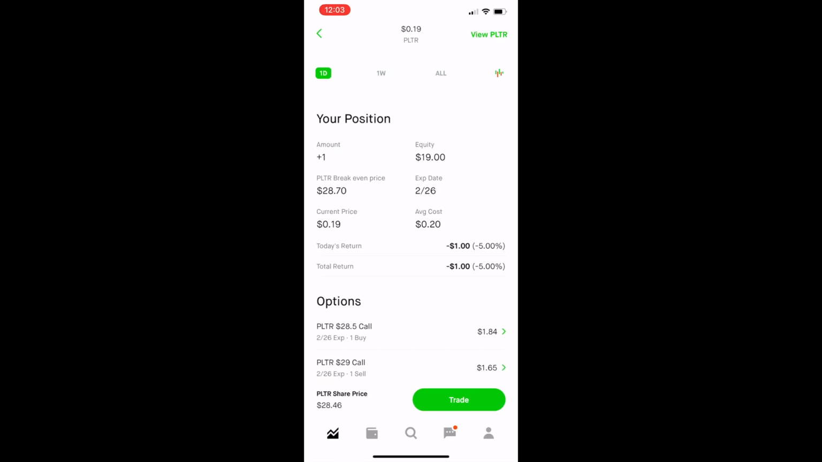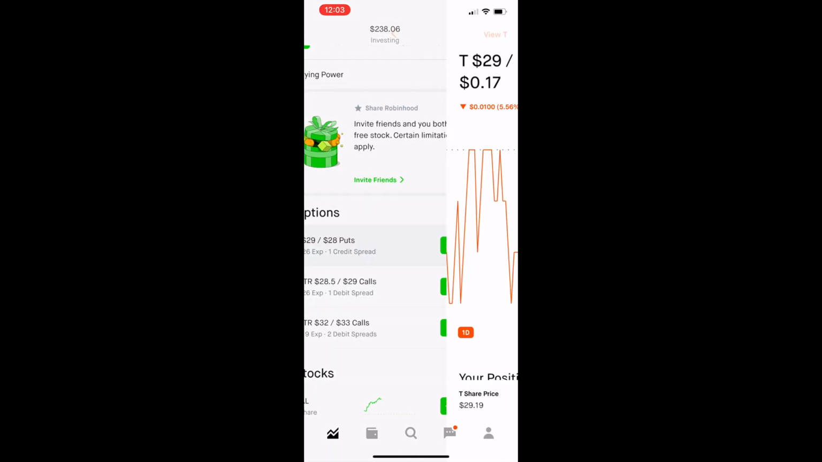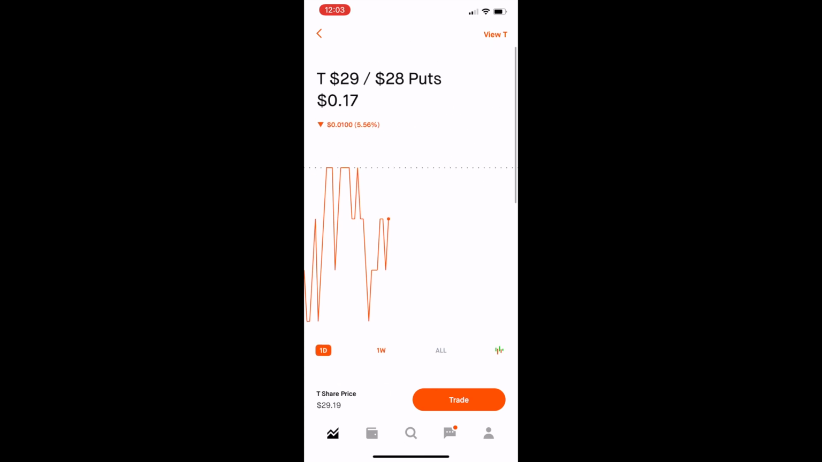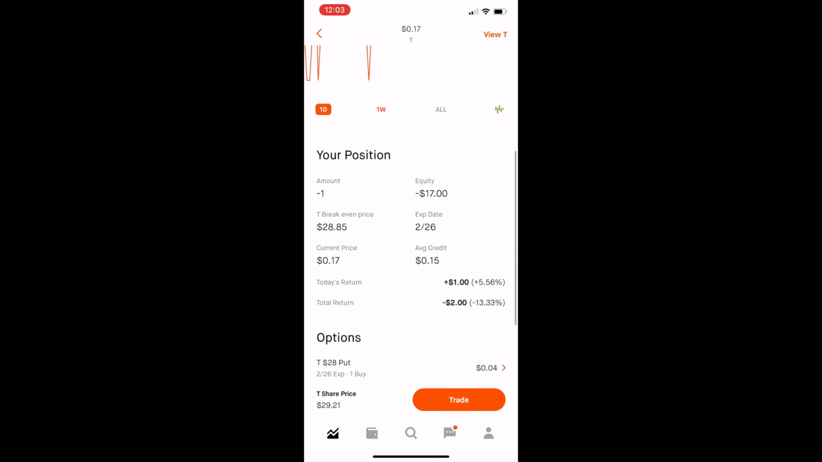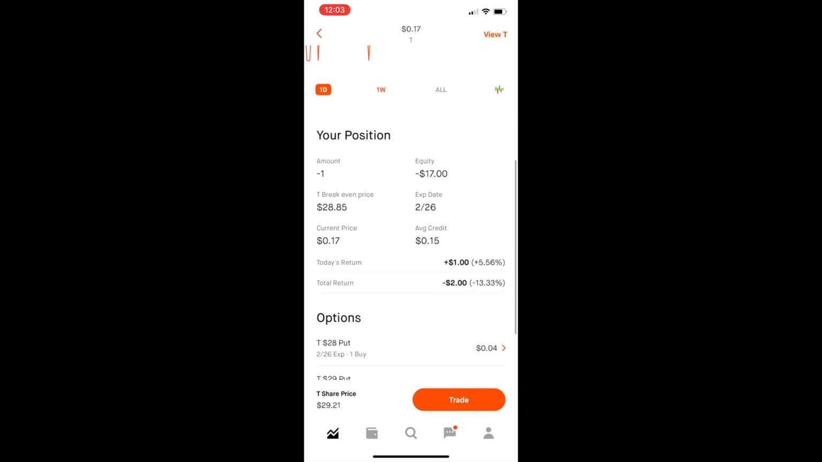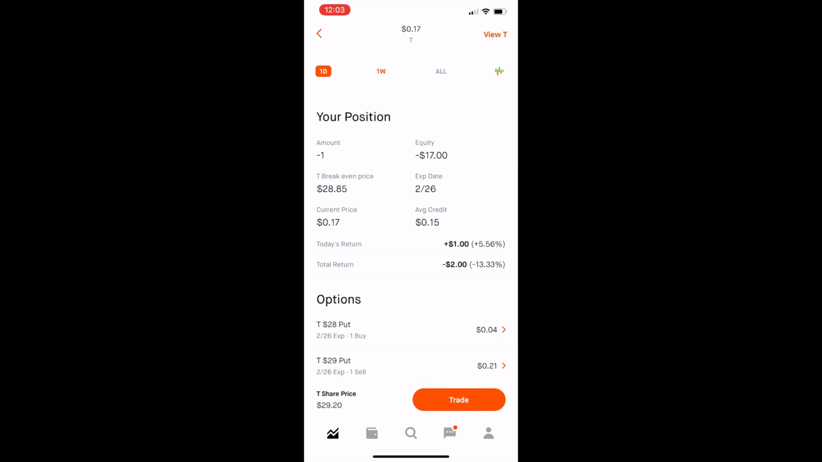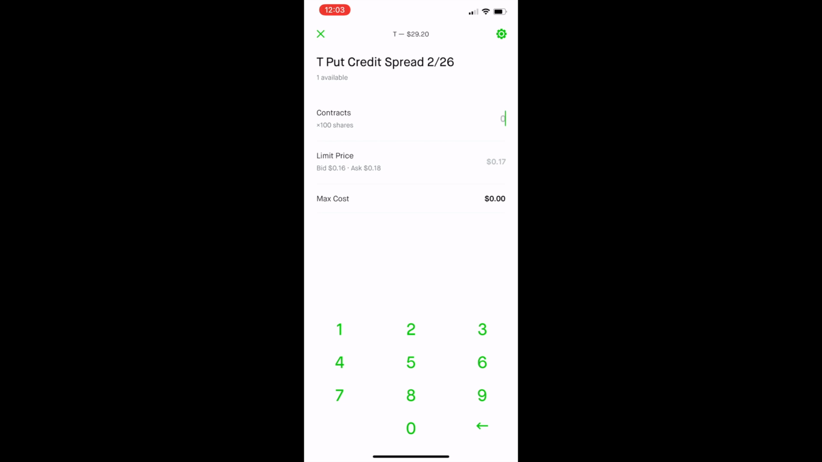So now let's go to a credit spread I currently have open on AT&T for the 29 and 28 puts. I took in a credit of about 15 cents. So that means I want to close it by paying a debit anywhere below 15 cents. Go ahead and place a closing order. I have one available, so I'm going to put in one. If I wanted to come out with on or about 50% profit, I'd place a closing order at 8 cents. At 8 cents, and that would mean that my max cost would be $8.